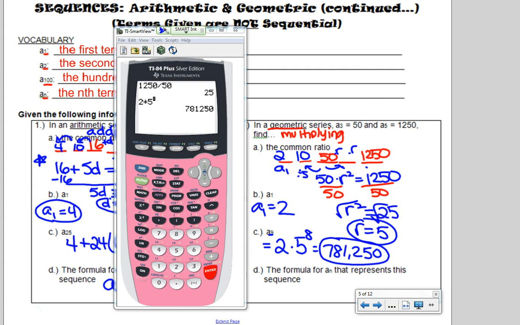And then finally, to get my formula, same thing from last time, a sub n equals my starting number 2. I'm multiplying that by 5. The number of times I'm multiplying the 5 is always 1 less than the number of numbers. So n minus 1 power.